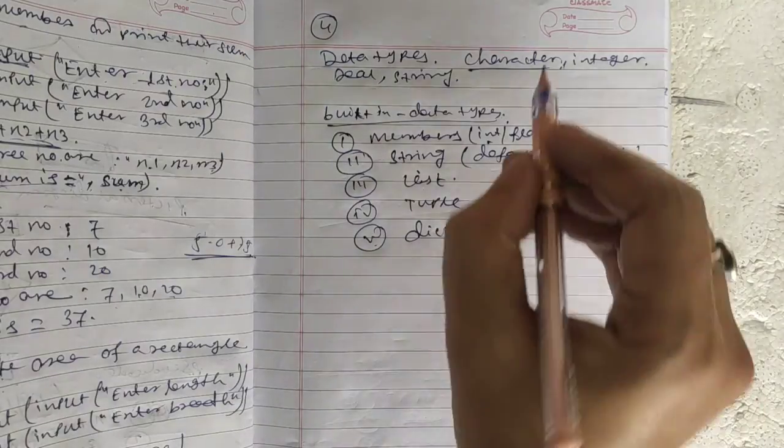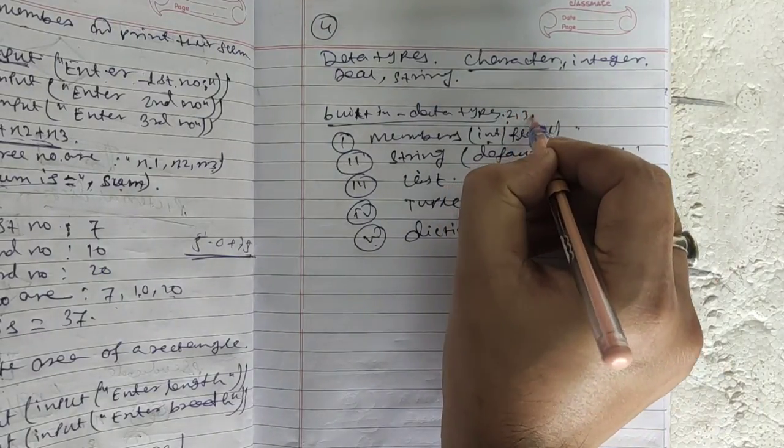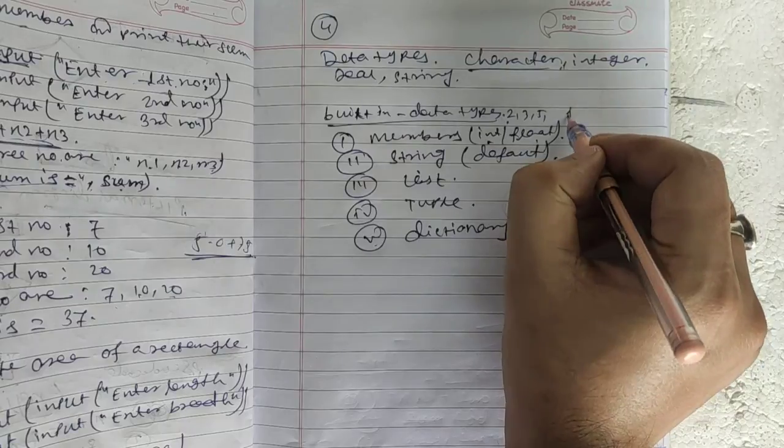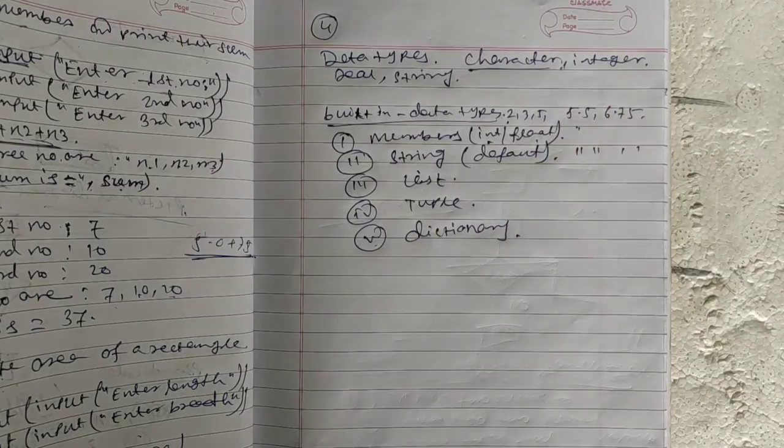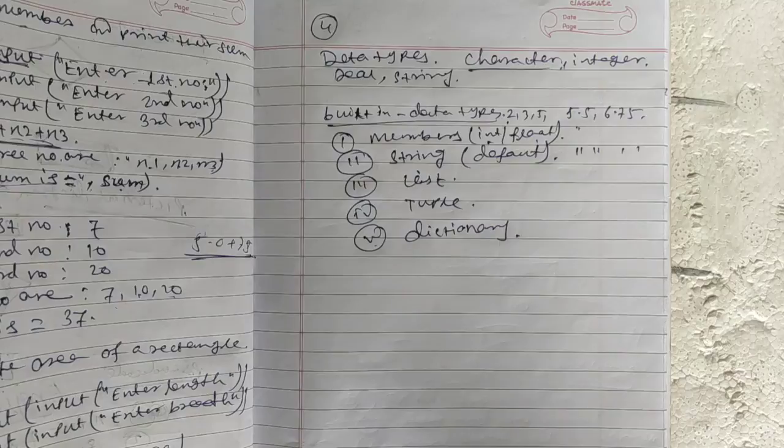A number is basically an integer, that is a whole number: 2, 3, 4, 5 in this way. Float is a floating point number: 5.5, 6.75. Boolean is written true and false. And string is written with double quotes or single quotes. So a string is a sequence of characters and each character can be individually accessed using an index.